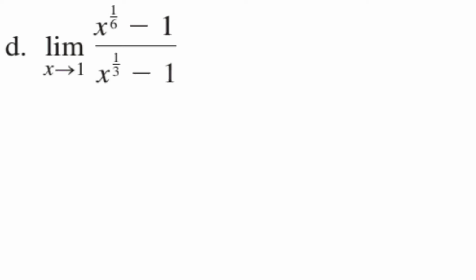Hi everybody, let's take a look at the following limit. Limit as x is approaching 1 of x to the power of 1 over 6 minus 1, all over x to the power of 1 over 3 minus 1. So step 1, you're going to plug in x to be 1, and we'll put this in quotation marks.